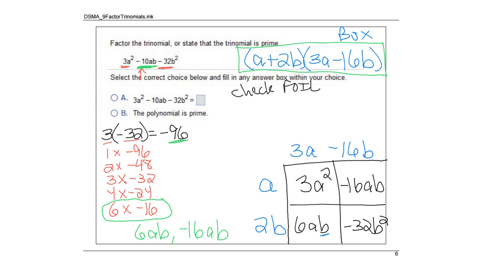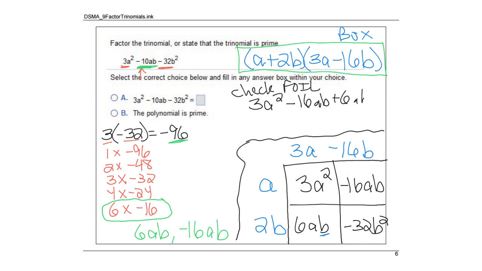Okay, so let's put this in its own little box. All right, so a times 3a would give me 3a squared. A times negative 16b would give me negative 16ab. 2b times 3a would give me plus 6ab. And then finally, 2 times negative 16 would give me negative 32, and b times b would give me b squared.